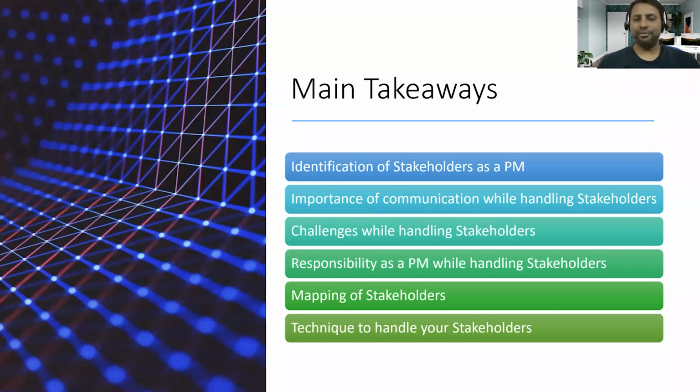Let's quickly jump into the main key takeaways which we are going to have post this session. I have divided this entire session into six parts. First is about identifying the stakeholders. Second is about the importance of communications while handling these stakeholders. Third is about the challenges while handling these stakeholders, and next is about the responsibility which as a PM you need to own. And then of course I tried to create a framework for mapping the stakeholders, where we can understand which stakeholders fit in what category and whether we need to focus on them or ignore them over the period.